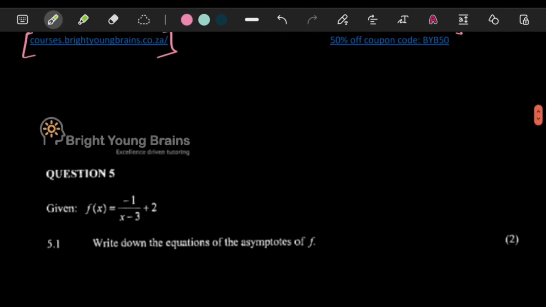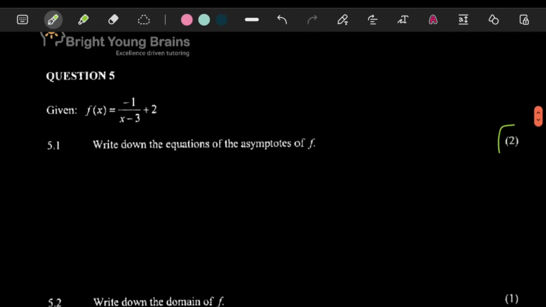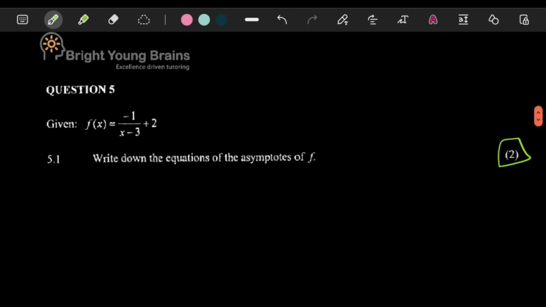Anyways, let's see here. 2 more questions. This question says the following: write down the equations of the asymptotes of f.